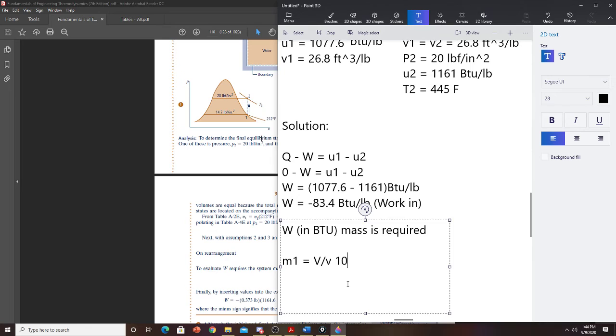And so I will do that really quickly. 10 feet cubed, and I'll put this into parentheses, divided by 26.8 feet cubed per pound.